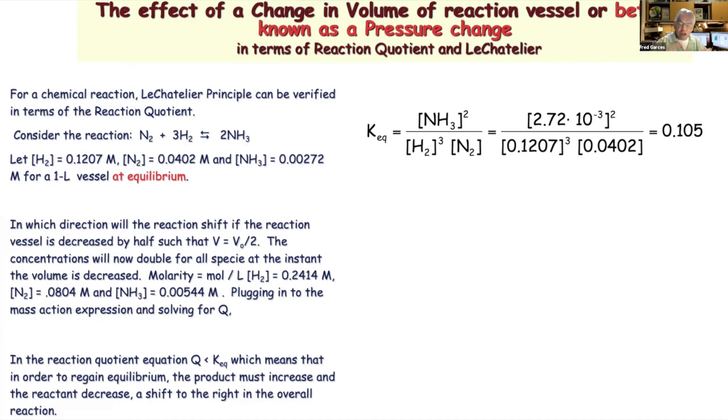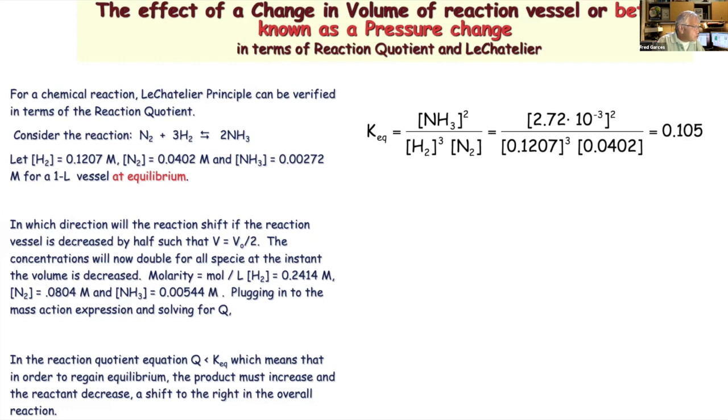What happens to the concentration of those gases at that reduced volume? Guess what? The moles are constant, because you can't create matter unless you add to it, and you can't destroy it, but you have changed the volume. So the concentration actually doubles when you reduce the volume in half. And that's what it's telling you right here. When the volume is reduced by half the initial volume, the molarities are going to double.